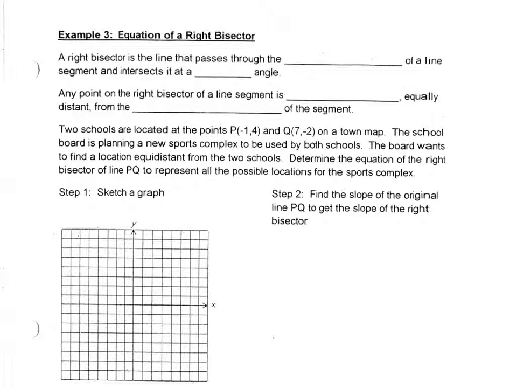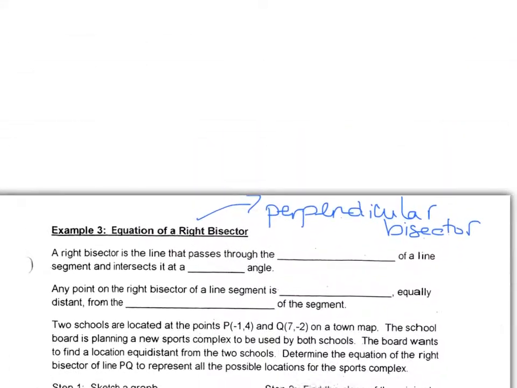Now a right bisector is also known as a perpendicular bisector. So we'll write that down real quick over here. It's a perpendicular bisector because perpendicular lines are lines that intersect at a right angle. So they're the same thing. Perpendicular bisectors are the same as right bisectors. A right or a perpendicular bisector is a line that goes through an existing line segment.